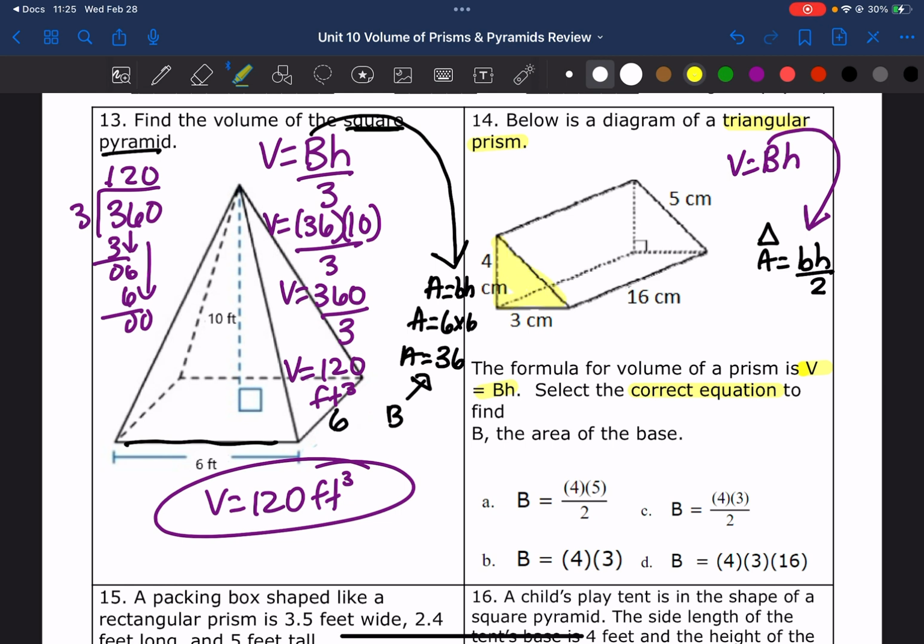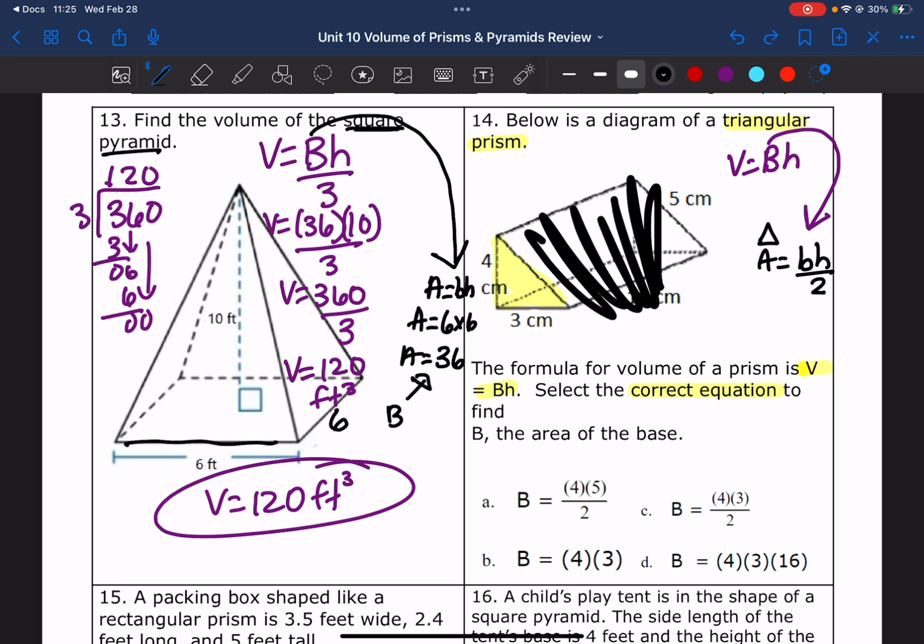And what we're looking at is this right here. We do not have to worry about the rest of this, okay? We could go ahead and take that off. We don't need it. All we need to know is the correct equation for finding the area of the base, okay? So when I substitute the correct values, I'm going to have 3 times 4 divided by 2. I don't have to finish solving it. Remember, it just wants the correct equation.